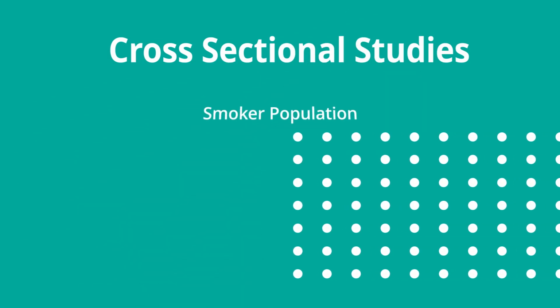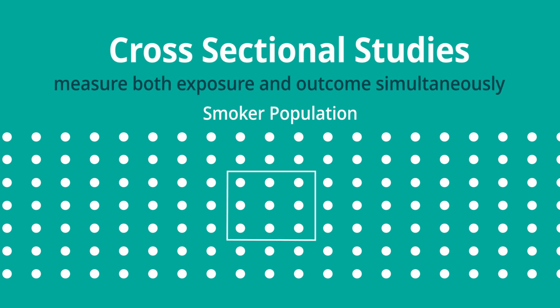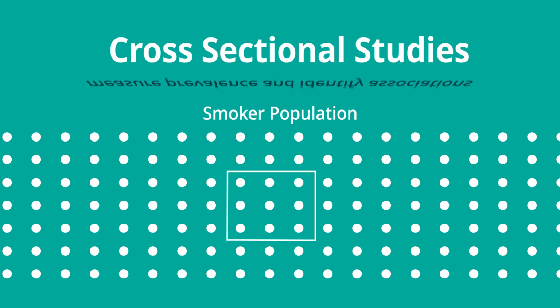A cross-sectional study involves taking a snapshot of a population at a single time point. It measures both exposure and outcome simultaneously. There's no waiting and no follow-up. It's used to describe the prevalence of a disease or risk factor at a specific moment. Unlike other studies, cross-sectional studies are neither retrospective nor prospective. They focus on measuring prevalence and identify associations.